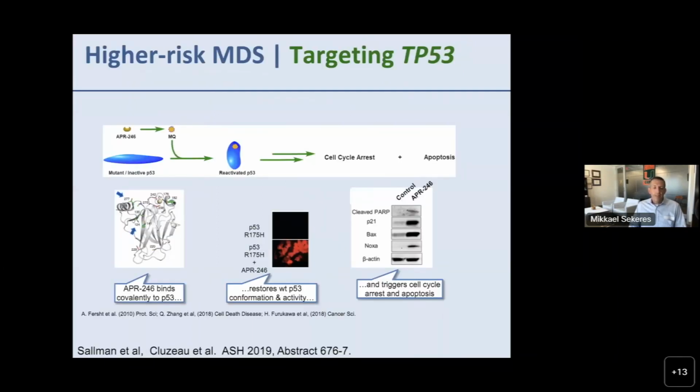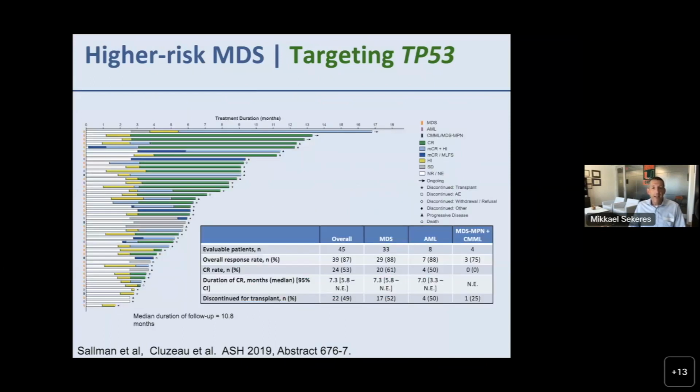Now, the drug APR-246, which restores TP53 activity, has also been studied in higher risk MDS in combination with azacitidine. And in this study, which actually was eventually published in Journal of Clinical Oncology about a year ago, the overall response rate was quite high, approaching 90%.